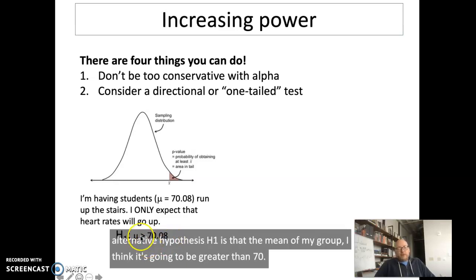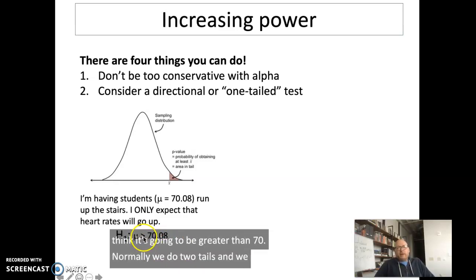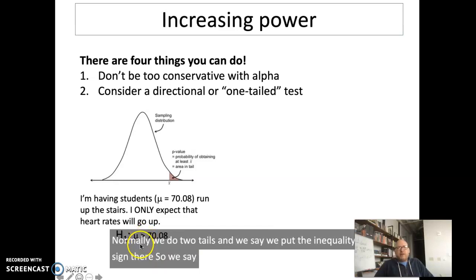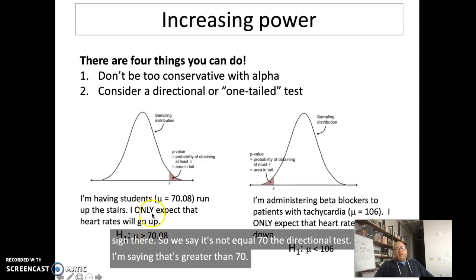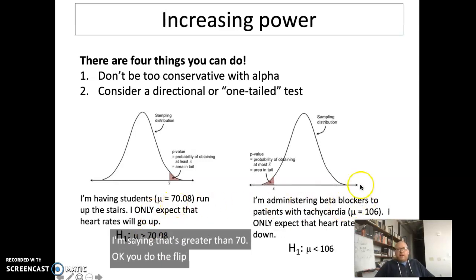Normally, we do two tails and we put the inequality sign there, so we say it's not equal to 70. The directional test, I'm saying it's greater than 70. Okay, you can do the flip side. Let's imagine that I have a different bowl here.